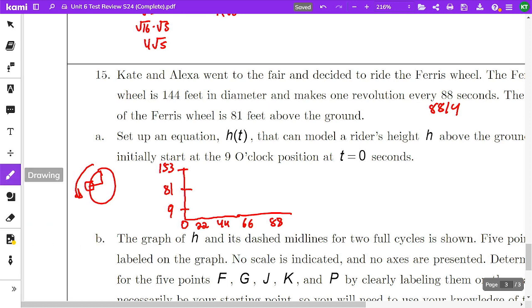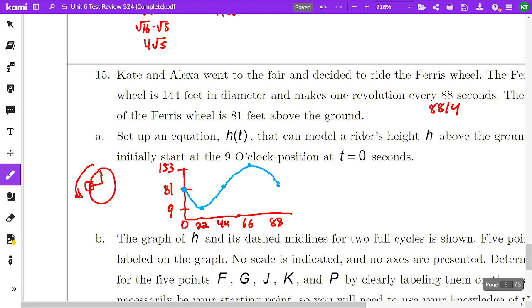So at 0, again, it's 9 o'clock. I'll do it in a different color to help us see. We'll be at 81. Because we're going counterclockwise, we're going to hit the lowest point at 22 seconds. Then we go back up to our middle point. Then we go up to our highest point at 66, and then back down to our middle point. So we make a nice graph that looks something like that.